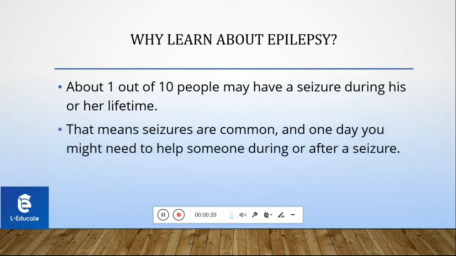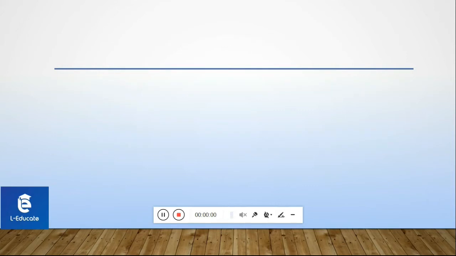And if you consider this number, what it means is that seizures are common, and that one day you might need to help someone during a seizure, or you might need to help someone after a seizure or a convulsion has occurred. So it is important that we all know what to do to help anyone who has seizures. There are some certain facts about convulsion that we all need to know.